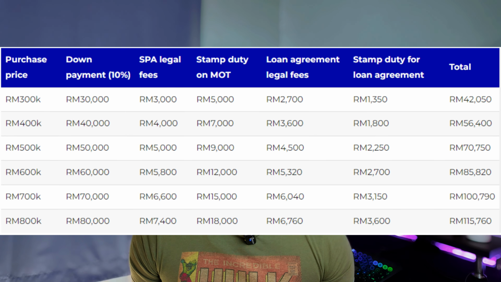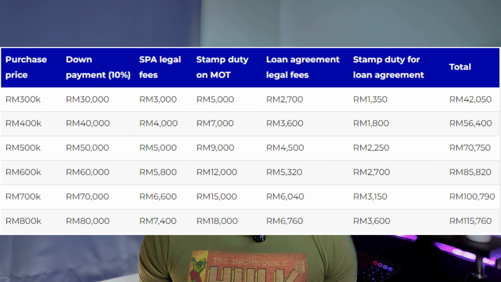Next will be loan stamp duty, which is 0.5% of your loan amount. So if your loan is 500,000, 0.5% would be this amount. Here's the table you can refer to when you are buying. It hopefully gives you an idea.